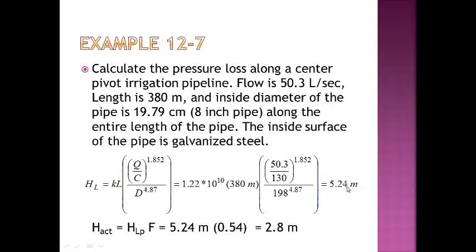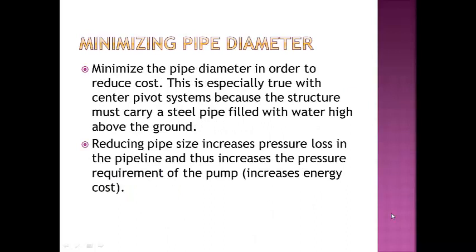So if the flow of the pipe was going through the entire pipe and no sprinklers were on it, the pressure loss would be 5.24. But we can multiply the entire friction loss by Christensen's factor, 0.54, and this is the friction loss for water going through a pipe with multiple outlets, 2.8 meters, which isn't too bad as far as pressure loss.